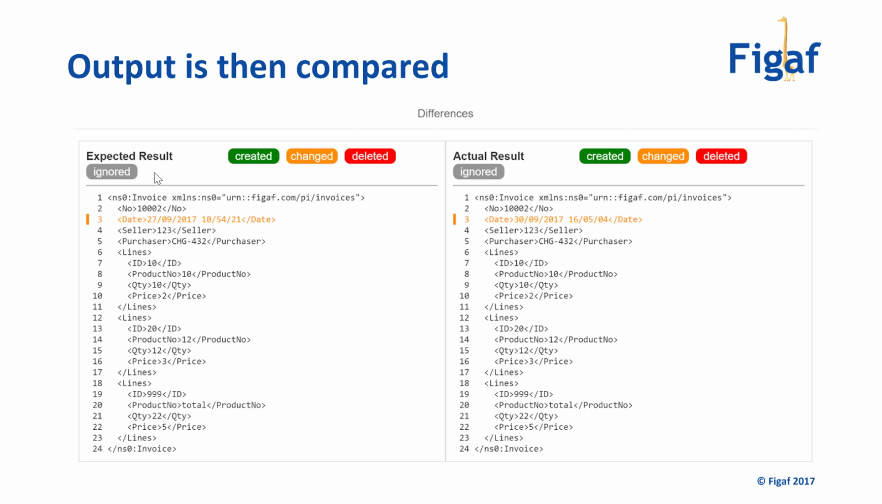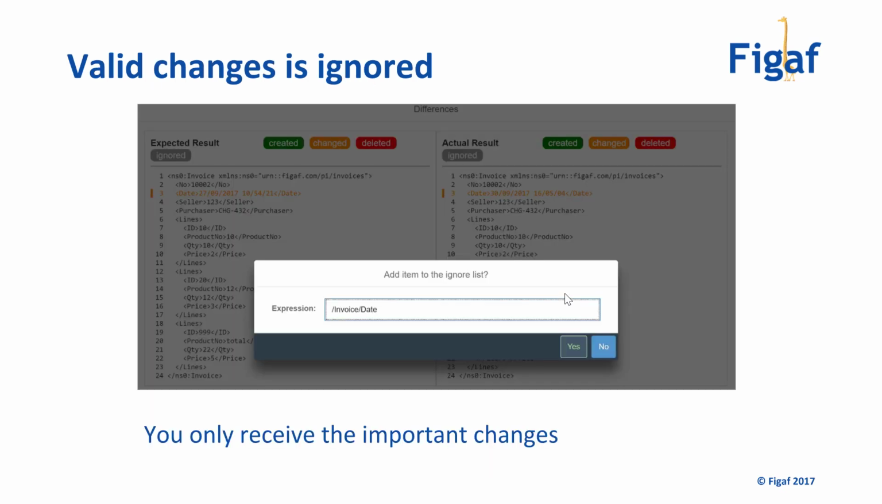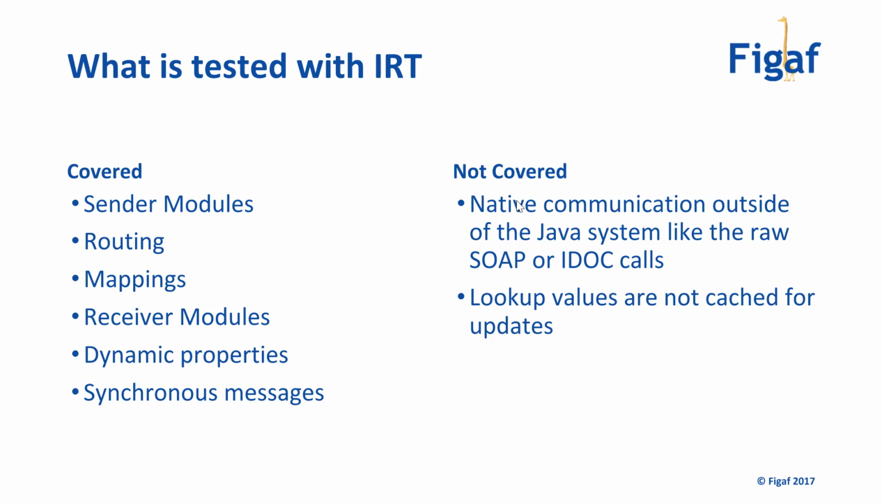This is what we got from our productive system versus the actual result, which is what we currently have. And then we can see, okay, we got a date here that's different, and that's okay. So we can just double click the line, we'll get an ignoring element here, and that will be an XPath expression that we can use to ignore dates for future elements.